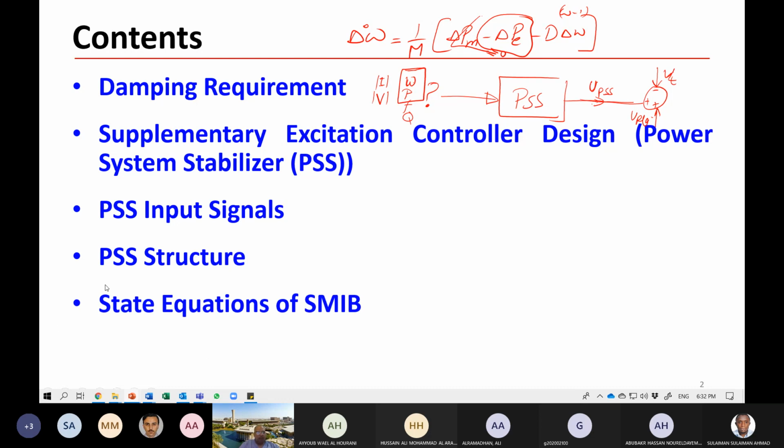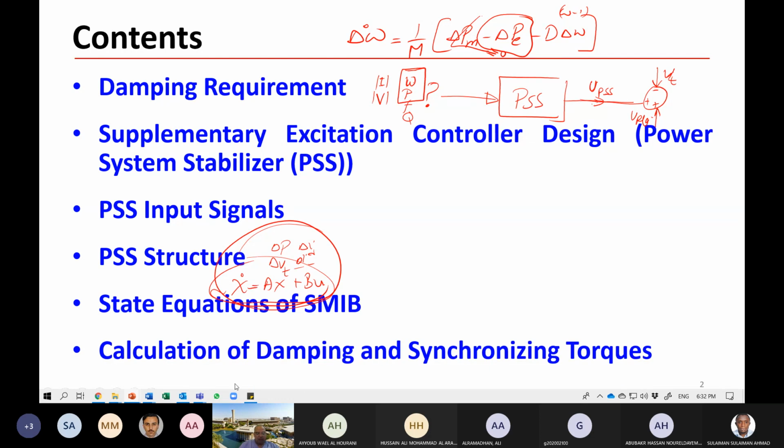And we will see the state equation. Now we will derive the state equation x dot equal to Ax plus Bu. Of course, after linearizing delta Efd and delta VT, and we have delta ID and delta IQ, delta VD, we can have the state equation ready now. And then we can see how to calculate the damping and synchronizing torque.